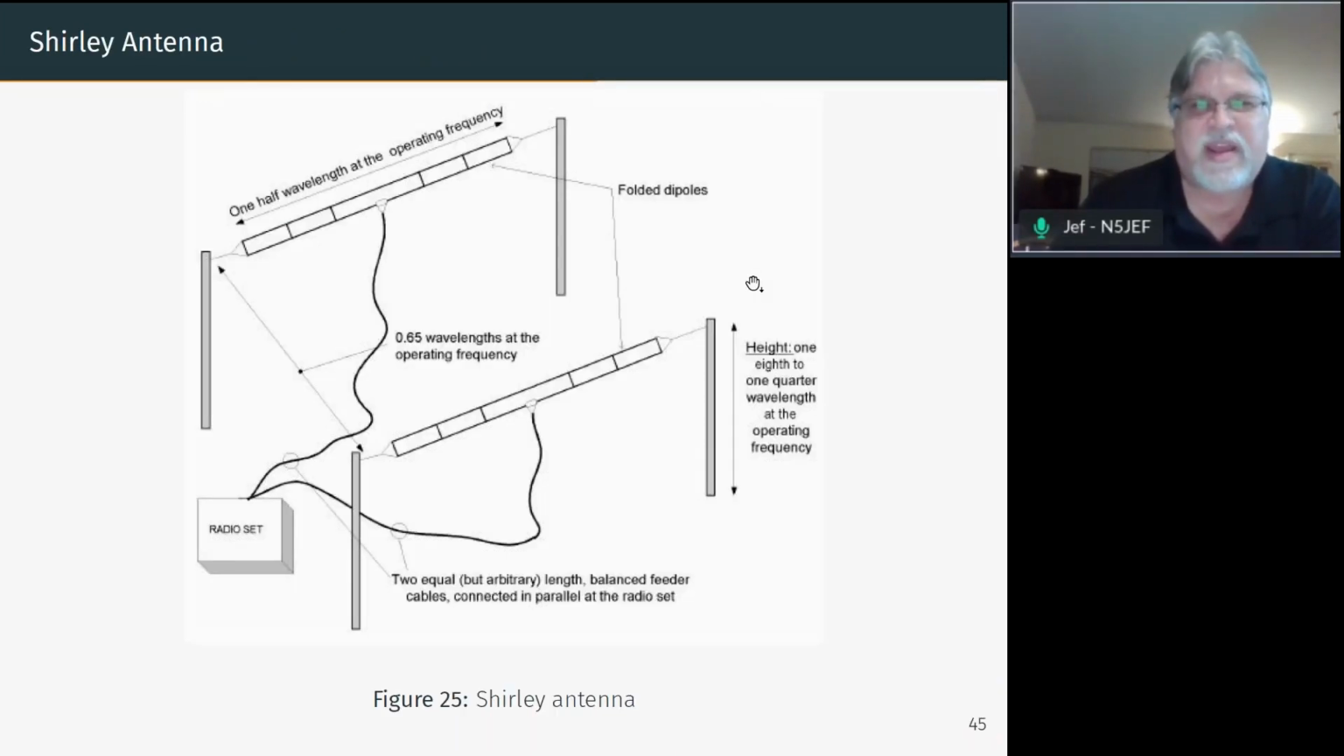This one's called the Shirley Antenna, and you'll see places on the web where they say this is absolutely the best NVIS antenna there is. No, not really. It's kind of complicated. It's using, rather than dipoles, folded dipoles, and the reason for that was because they were using detonator cord for their transmission lines.